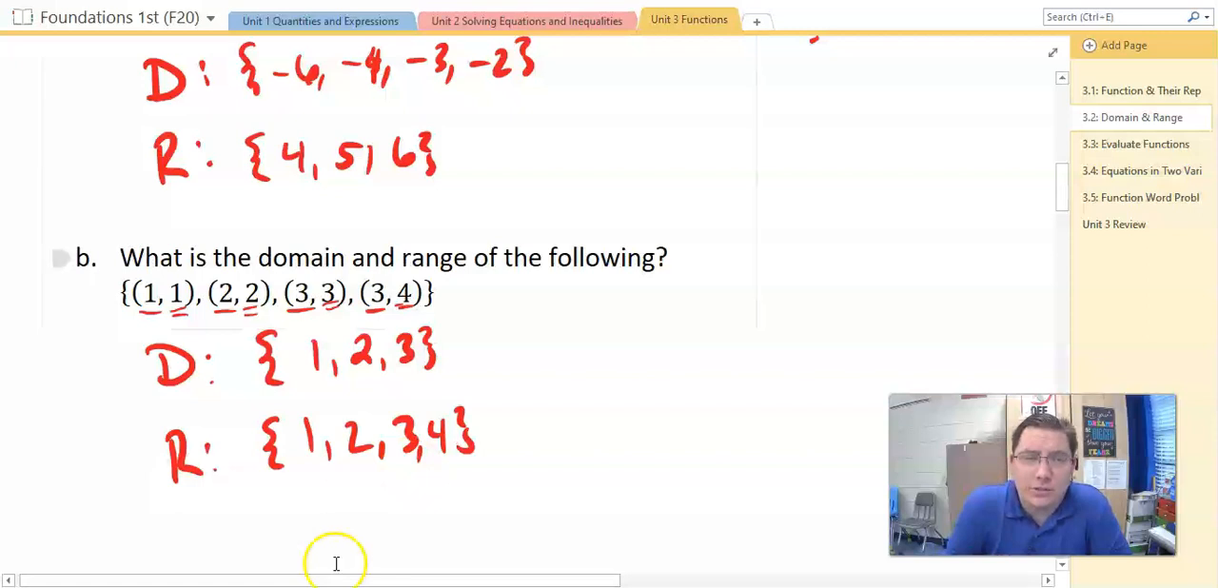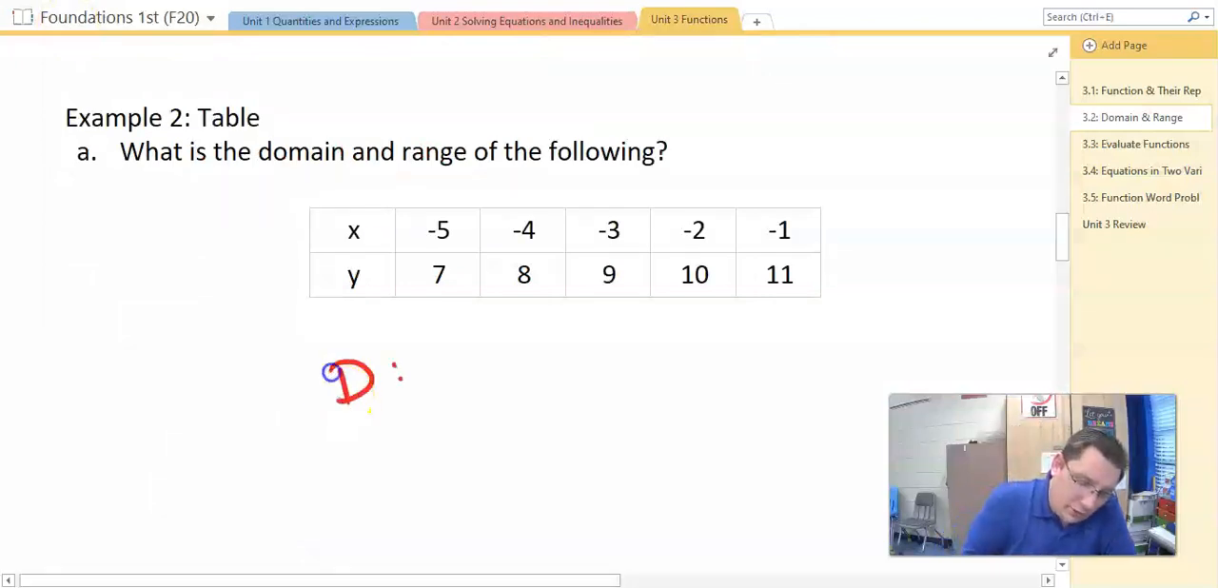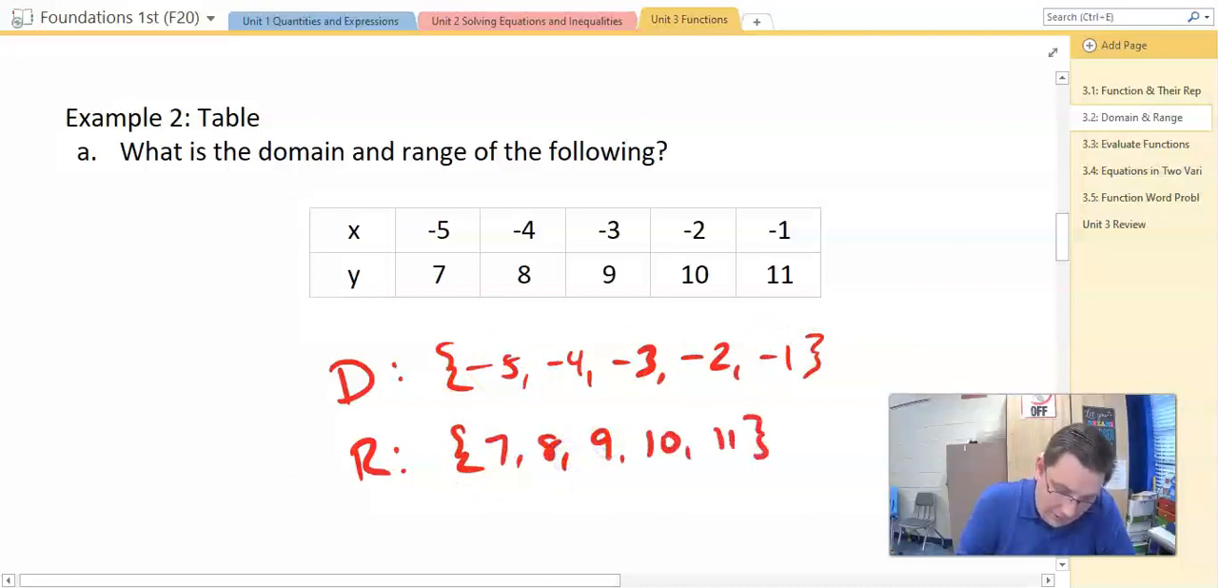So now let's look at the next example. As we look at example 2 here from a table, it's just like we did with the ordered pairs. We want to know what are the x values for our domain and what are our y values for the range. Remember, we want this list going from least to greatest for both of them. So -5, -4, -3, -2, and -1. And for the y values, 7, 8, 9, 10, and 11.